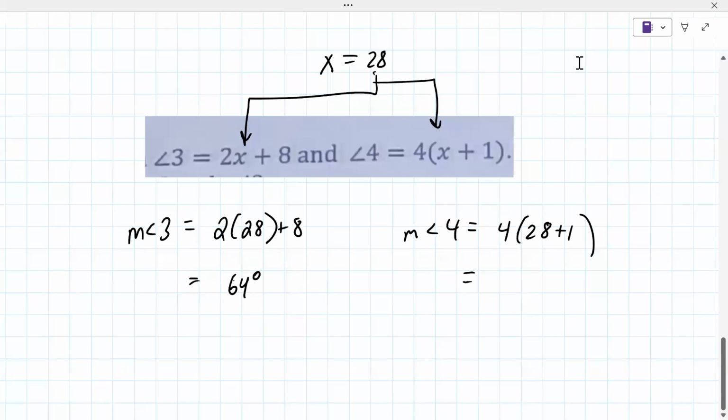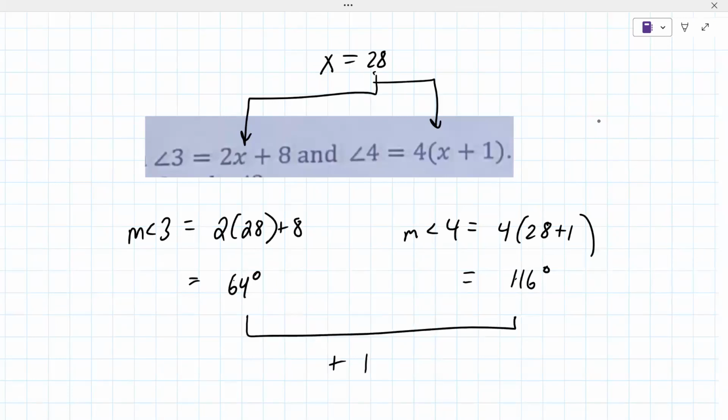Do you have a calculator? I know you're not allowed to use it in class, but for us, just to save time. Definitely. Multiply 4 times 28, and then I add one. Do what's inside parentheses first. 113. There we go. Now, do these add to 180? Yeah, they do. And that's what we expect. That's your check. That's correct. All right.